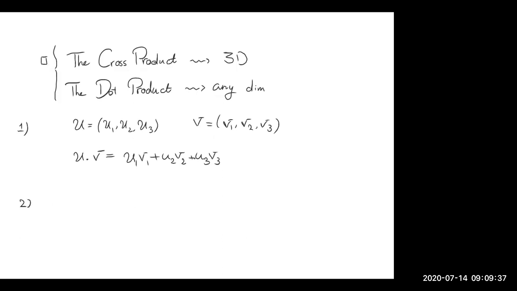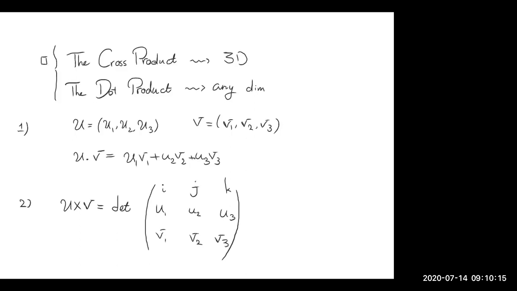The second thing we talked about was the cross product. So again, if we have these two vectors U and V, we define U cross V to be the determinant of a matrix. What was that matrix? That matrix has I, J, K in the first row, U1, U2, U3 in the second row, and V1, V2, V3 in the third row.